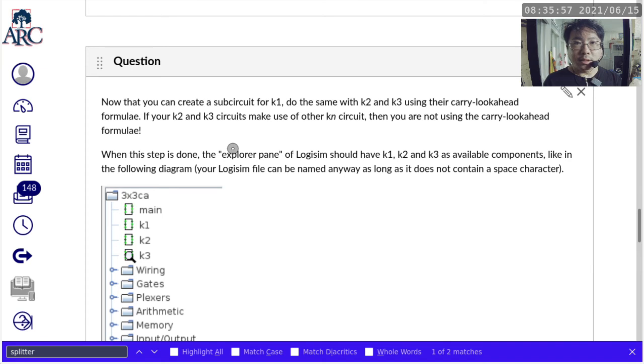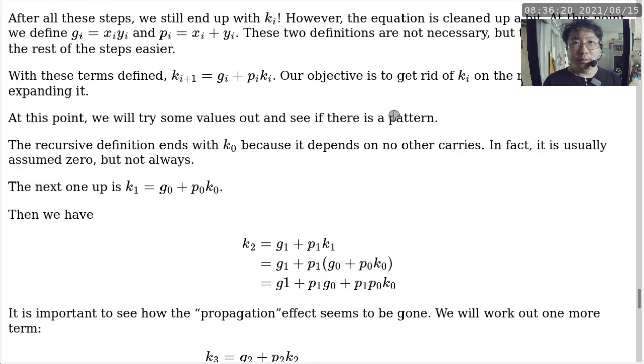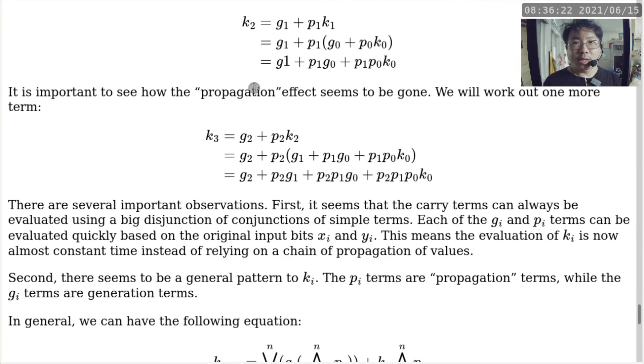And then the next question is to create K2 and K3. That's basically just more complicated than K1, because if people can make K1 work, they can also make K2 and K3 work. K2 is just more complicated and K3 is even more complicated. So I'll give people a freebie. This is how K2 is defined, this is how K3 is defined.